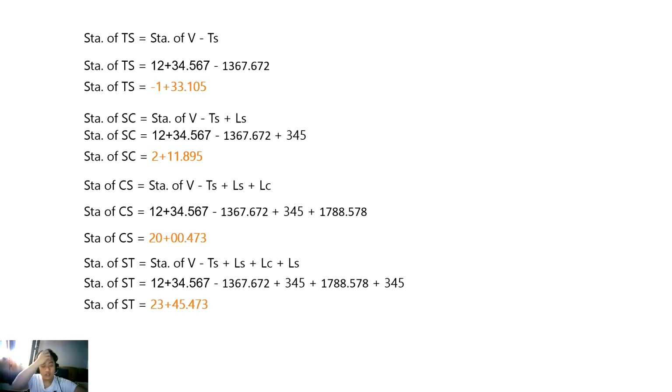So, sa station of ST naman, we're going to use station of B minus TS plus LS plus LC plus LS. So, substitute 12 plus 34.567 minus 1,367.672 plus 345 plus 1,788.578 plus 335, and we'll get 23 plus 45.473.